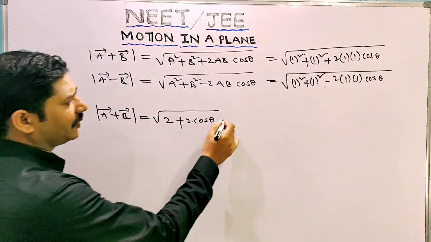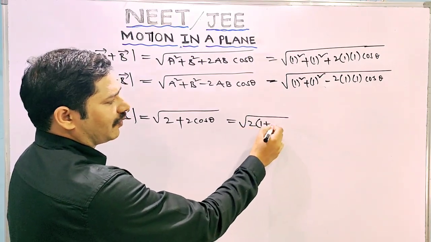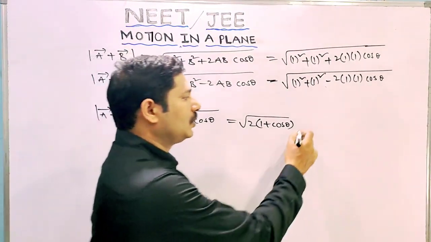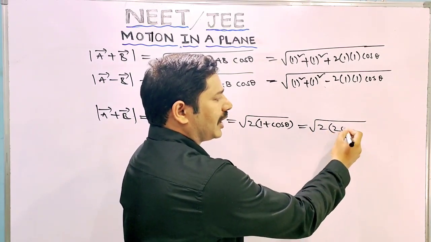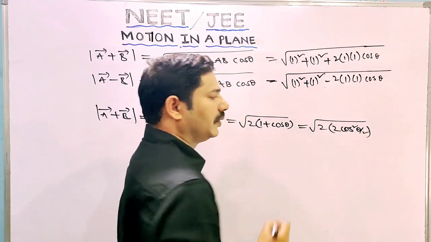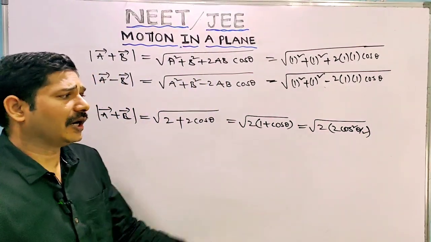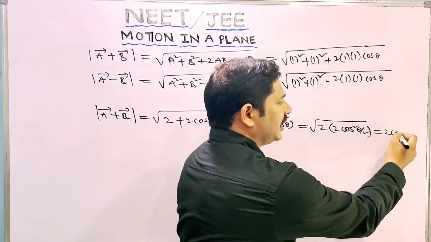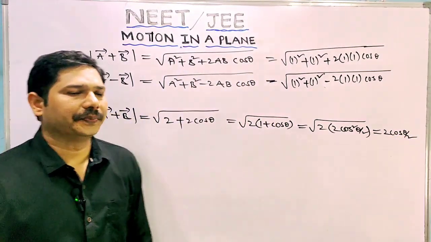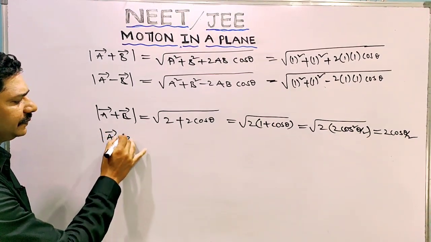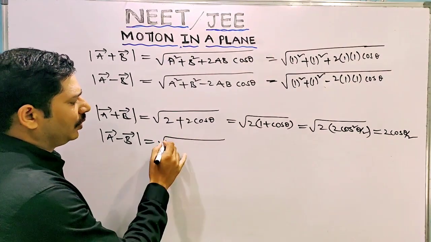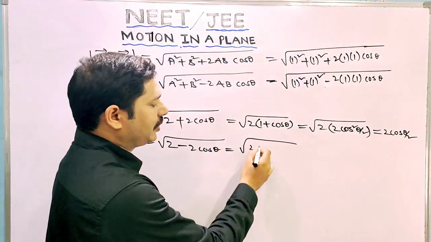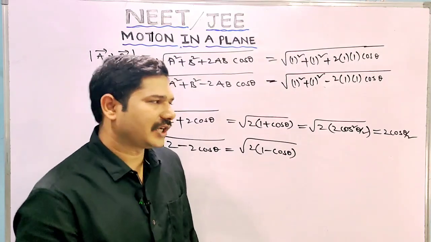First we'll solve this one. 2 common you take, 1 plus cos theta. We know the formula, 1 plus cos theta is 2 cos square theta by 2. So 2 into 2 cos square theta by 2, under root, outside what happens, 2 cos theta by 2. Like that only, mod of A bar minus B bar, how much? Similar thing, 1 square plus 1 square minus 2 cos theta. Here you can take common 2 into 1 minus cos theta. You know the value of 1 minus cos theta. What is the value?